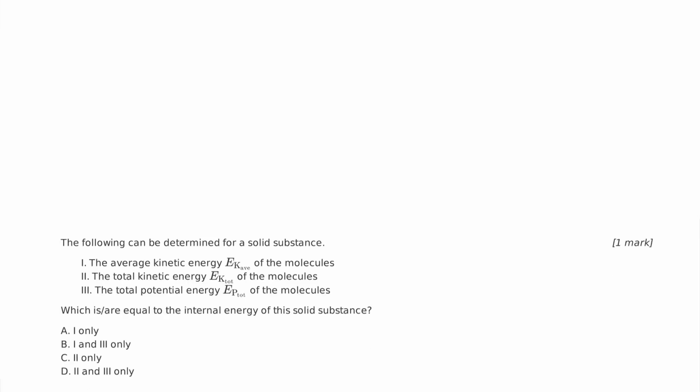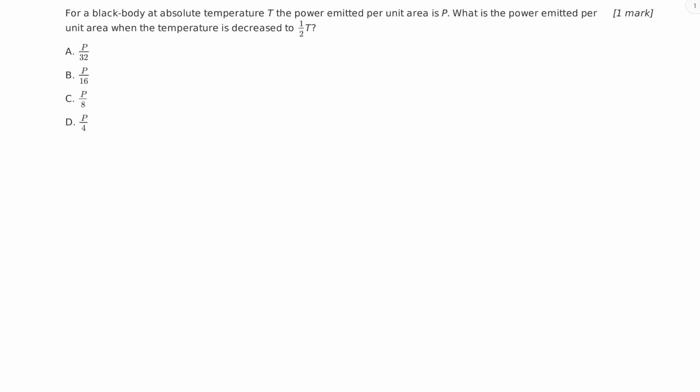D. Which of the following can be determined for a solid substance, which are equal to the internal energy? Right, so the internal energy is equal to the total kinetic energy and the total potential energy. So we're looking at 1 and 2. Sorry, not 1 and 2. 2 and 3.